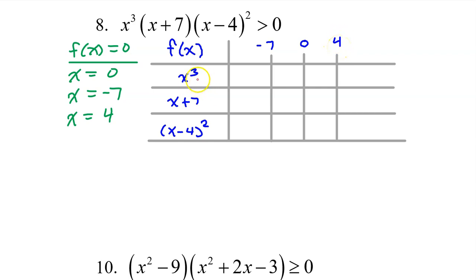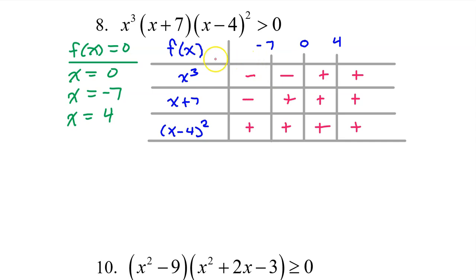Now we need to decide whether each factor is positive or negative in each interval. An odd exponent does not affect the sign. So x to the third power is equal to 0 at 0, and it will be negative to the left and positive to the right. X plus 7 will equal 0 at x equals negative 7. It will be negative to the left and positive to the right. X minus 4 is equal to 0 at x equals 4. However, because the whole factor is being squared, this factor will be positive in every interval.